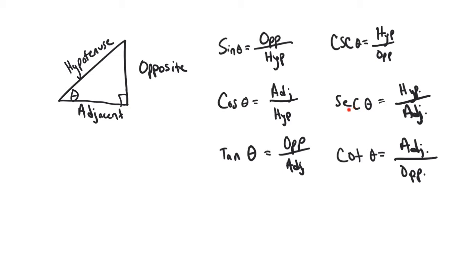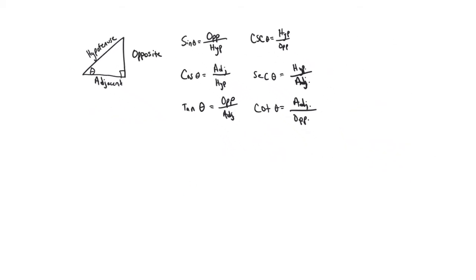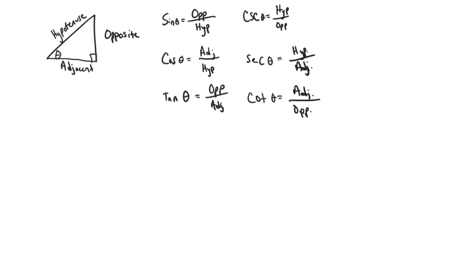This is secant. It is the reverse of cosine. So instead of adjacent over hypotenuse, it's hypotenuse over adjacent. And then cotangent is the reverse of tangent. Instead of opposite over adjacent, it is adjacent over opposite. You will use all that to guide you. And what we'll do is, let's make this smaller. We'll still leave our little cheat sheet over there.